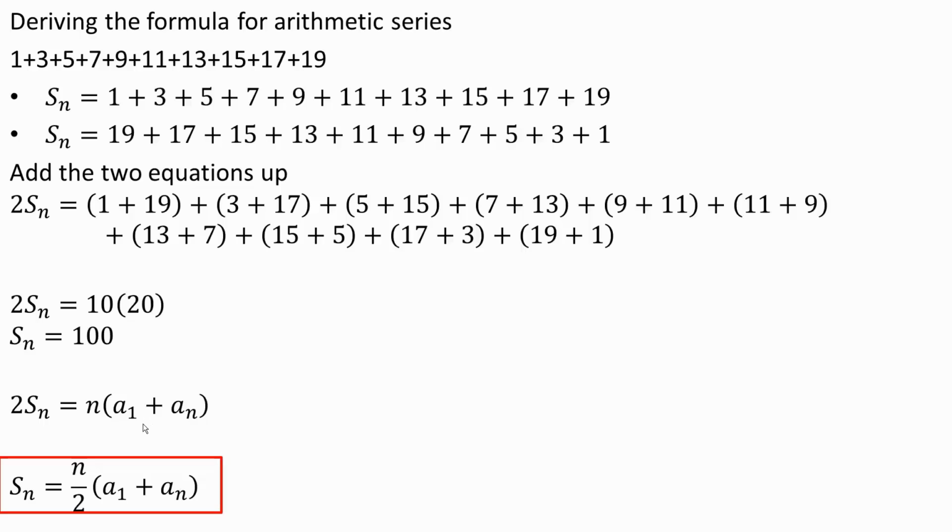And so if we use the formula that we got from the last slide, n is 10, parentheses, a sub 1 is 1, plus a sub n is 19, so 19 plus 1 is 20, 20 divided by 2 is 10, 10 times 10 is 100.